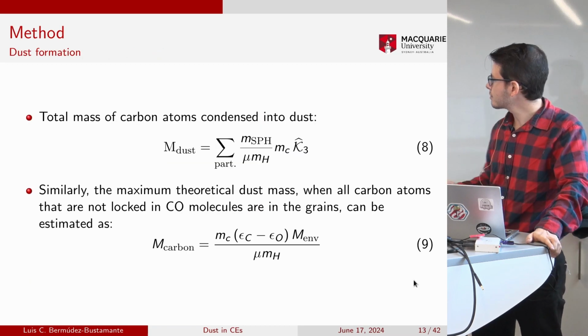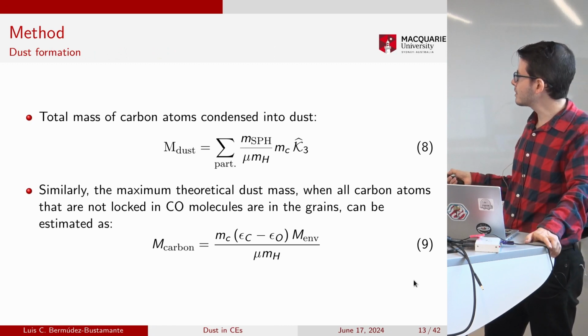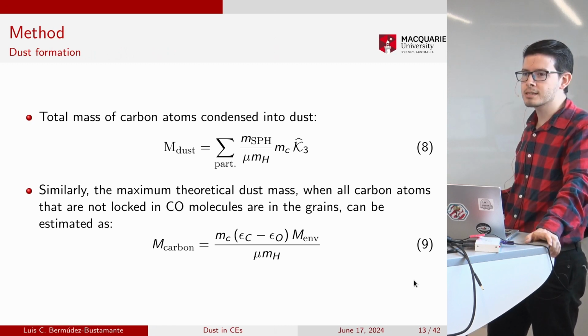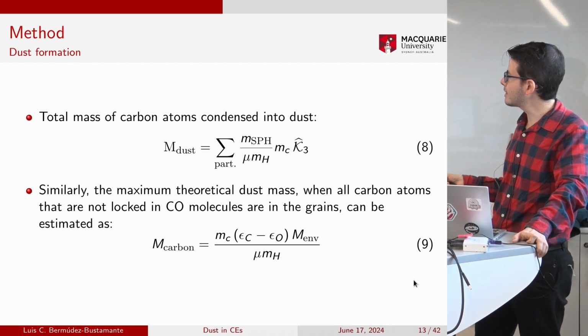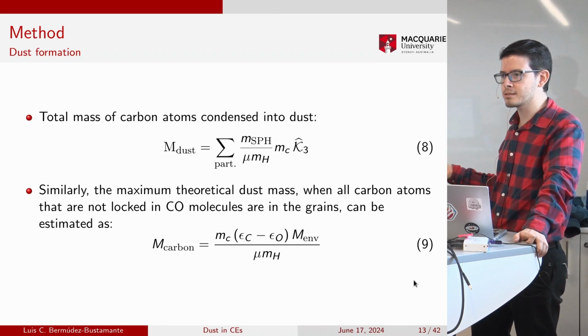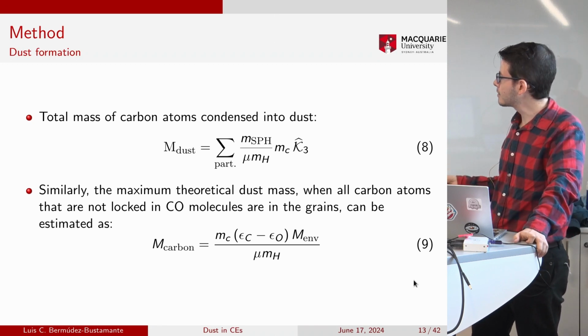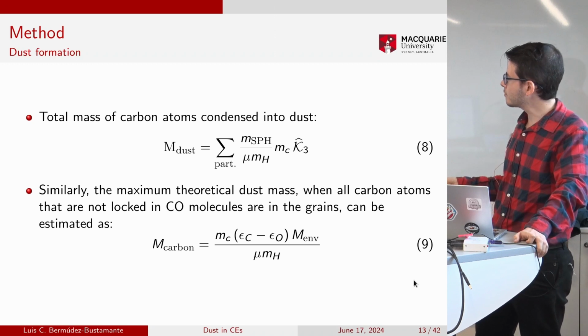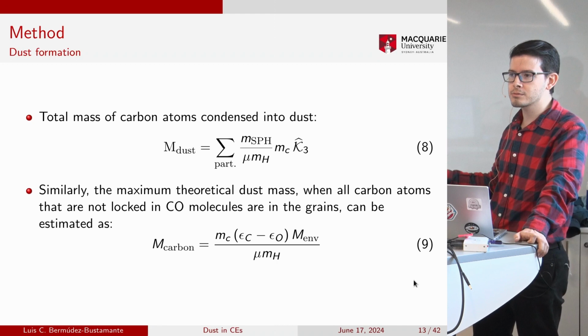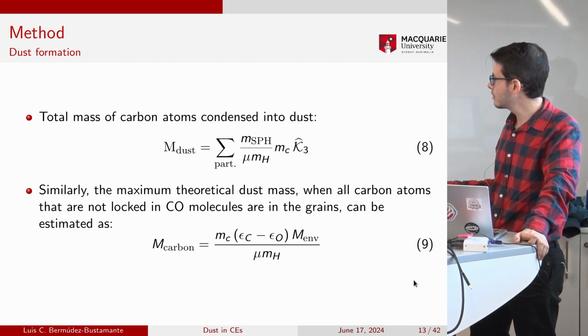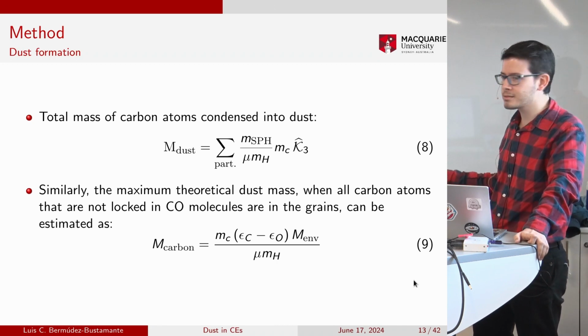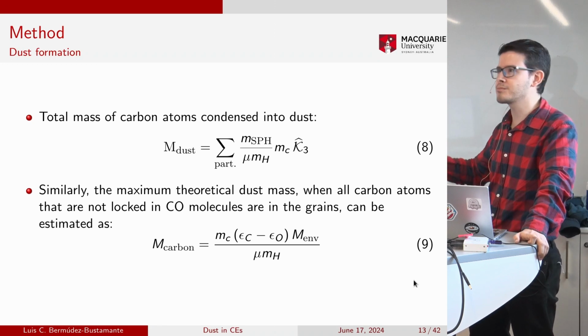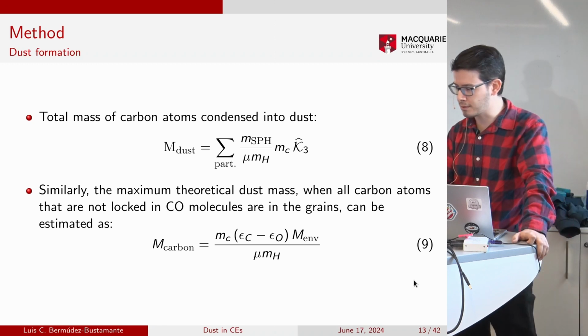Sorry, I forgot to mention that also with the K3 moment, you can calculate, for example, the total mass of carbon atoms in dust, the total mass of dust that is in the envelope. And you can compare it with the theoretical maximum of carbon that is available to condense into dust. If you compare these two, you can have later an approximation of the efficiency of the process.